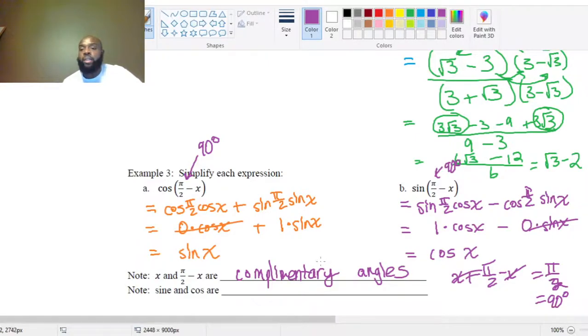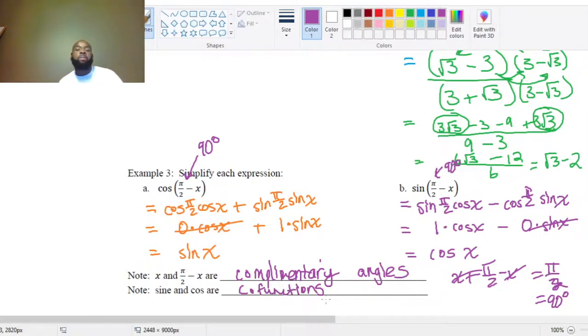Angles that add up to 90 degrees, a pair of angles that add up to 90 degrees, are called complementary angles. And so the cosine of some angle is always going to equal the sine of its complement, all right? And then the sine of an angle is always going to equal the cosine of its complementary angle, or its complement. The angle that makes a complementary angle with it is called the complement. Notice sine and cosine have the same root word, which is sine, but cosine has the prefix co. Sine and cosine are called cofunctions.